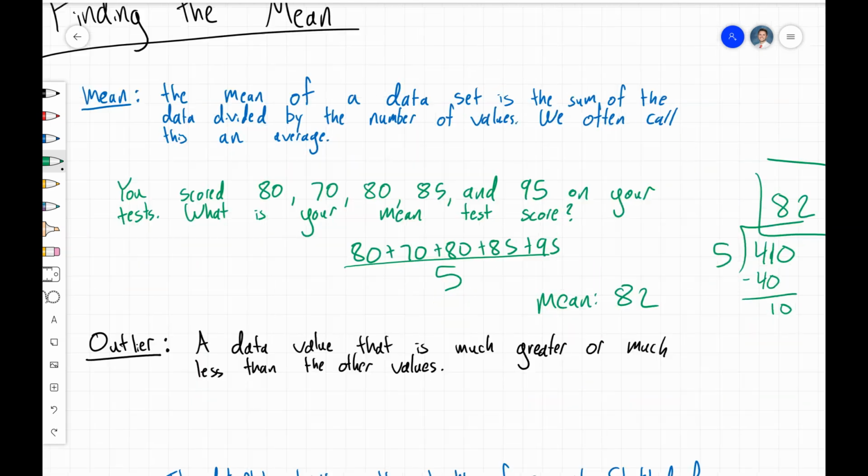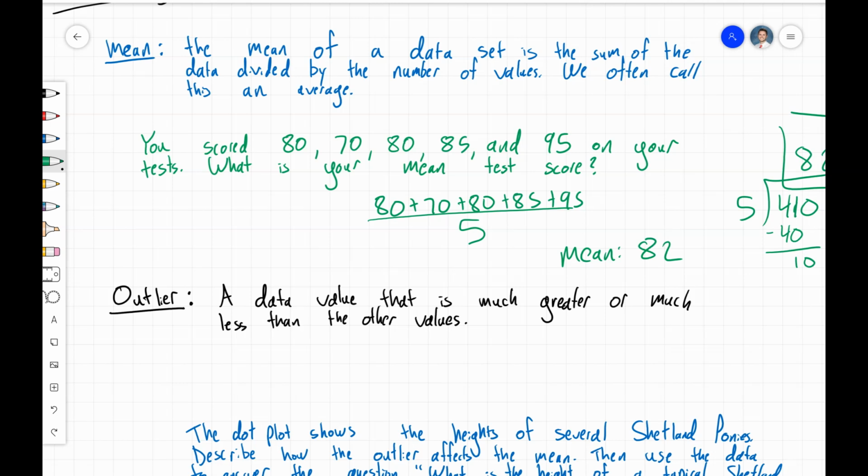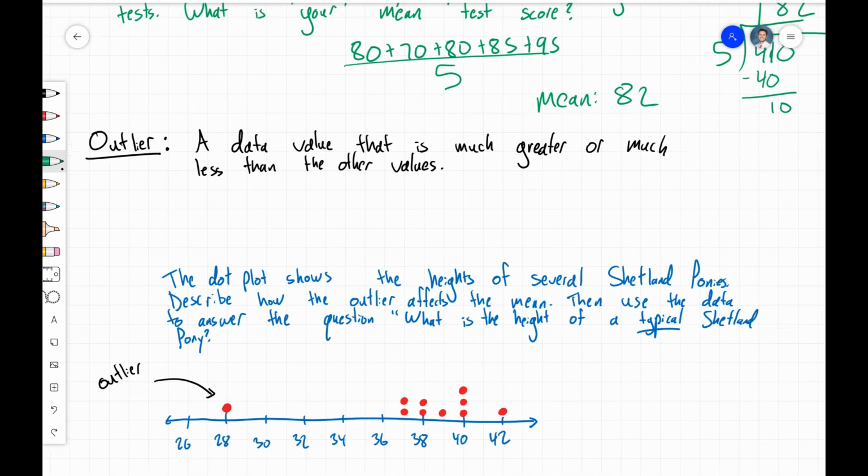Now we're going to look at something that we call an outlier. An outlier is a data value that is much greater or much less than the other values. For example, if we were looking at all of these test scores here, and you had a 20 on one of your tests, we can see that all of your other test scores are somewhere around 80. To have one test that's way, way lower than the others, that would be what we call an outlier.